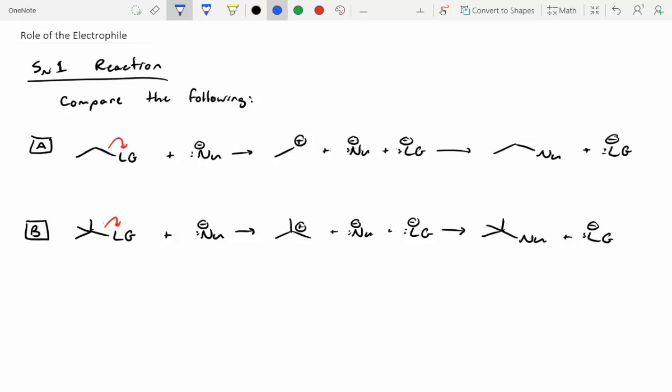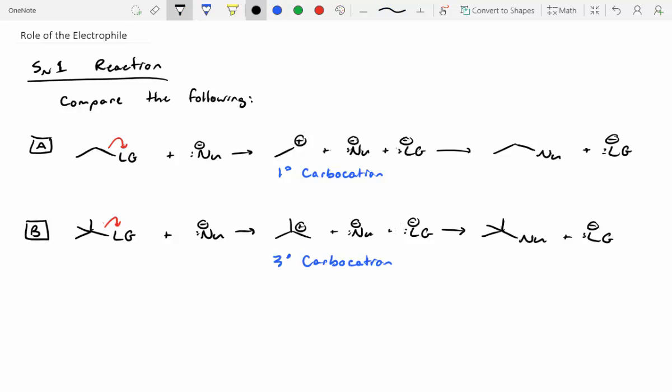Exactly. So let's take a look at this. In option B, we're forming a tertiary carbocation. Last week we said tertiary carbocations are a heck of a lot more stable than primary carbocations. This is a primary carbocation. We said the likelihood of seeing a primary carbocation is pretty dang small.